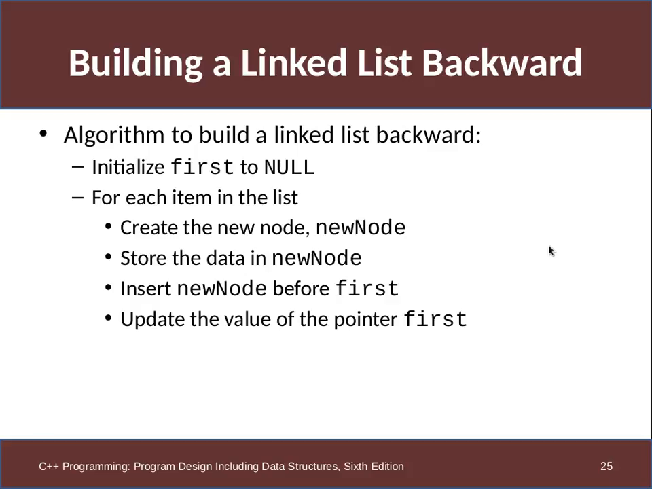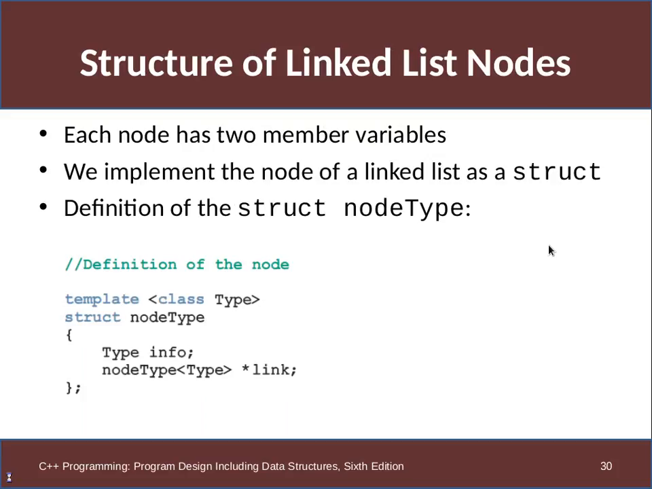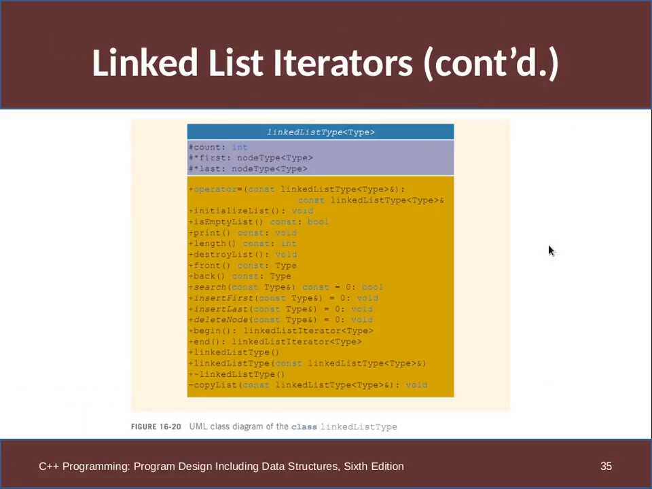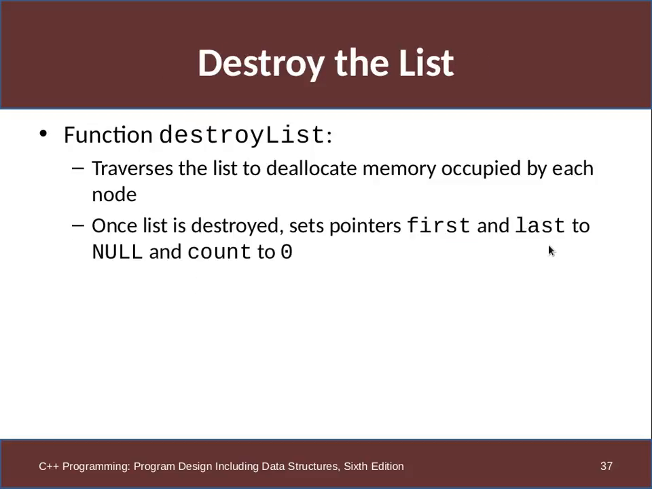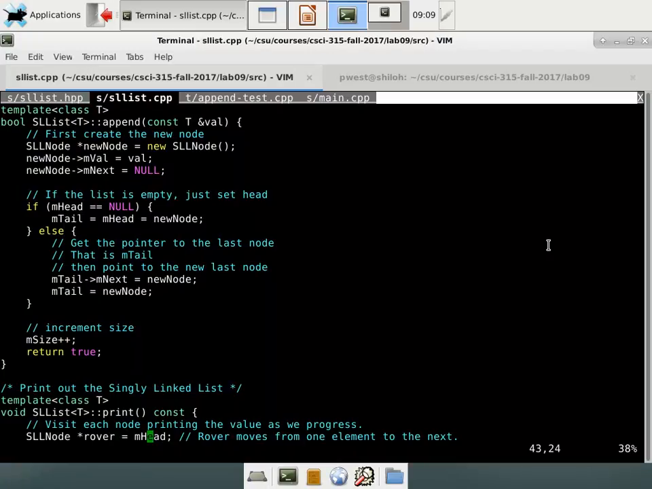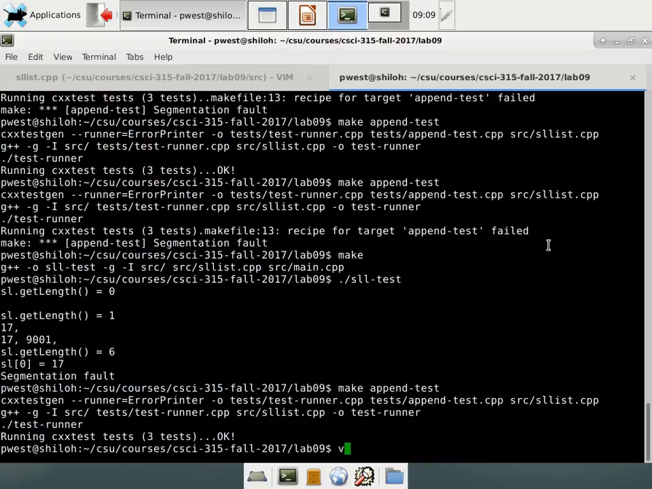All right, what do we have? Building a linked list backwards. We're not going to talk about that. Do we have anything else? We're not going to do iterators. Those are terrible. Oh, yeah. We never ran Valgrind. Let's go look at that.